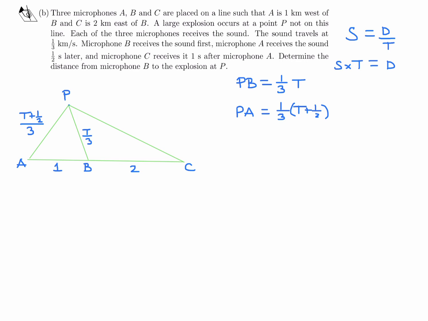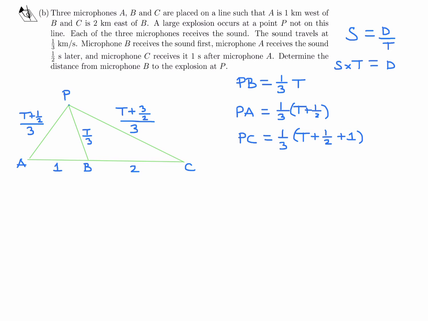Now we have this one, PC. P to C, again, speed times time, 1/3, but be careful with the time. This question is tricky. C receives it 1 second after microphone A, not microphone B, microphone A. So we have to add 1 second to microphone A's time. Microphone A's time was t plus 1/2. We have to add 1 second to that, plus 1. So that basically is t plus 3 over 2, so (t plus 3 over 2) over 3.